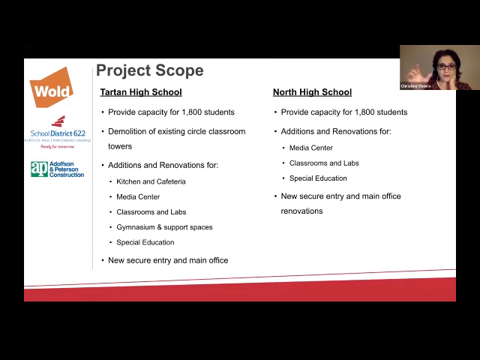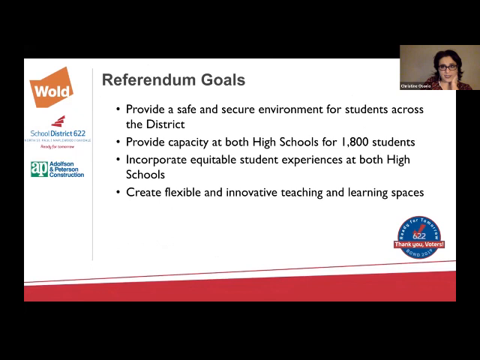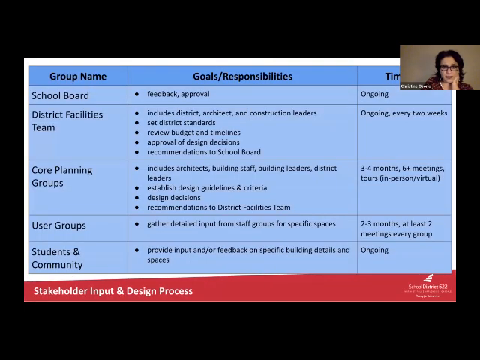But again, we want to have similar experiences for both of our schools. North is a much newer school than Tartan is, but yet there are some things we need to do to North also, so that as we do both together, we have the ability to make them comparable high schools. We don't want one to have more than the other in different ways. So safety and security, as we know, is our number one goal, as well as flexible and innovative learning spaces.